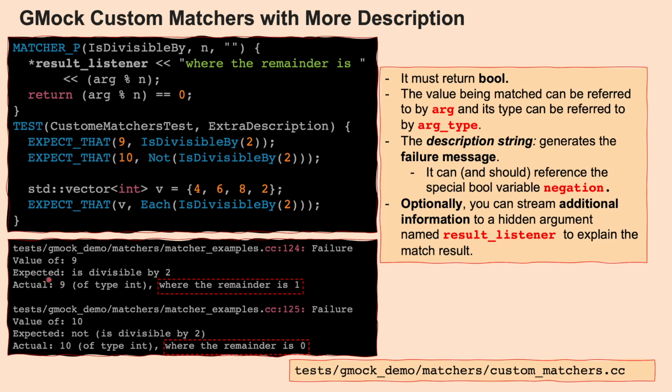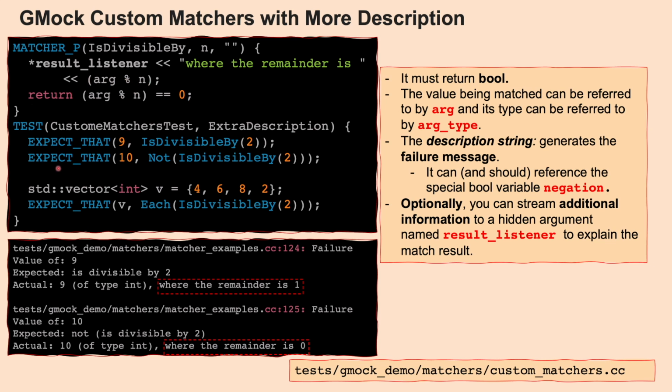First, it says, I expected 9 is divisible by 2. This was generated from "is divisible by" and this parameter. We did not customize this part. However, its actual value was 9. This part was customized by us, where the remainder is 1. This is what we sent on the result listener, where the remainder is arg, which is this value, %n. And this part is obviously the actual check.